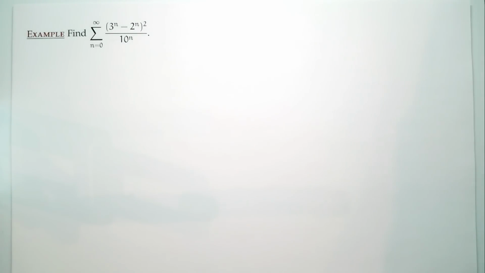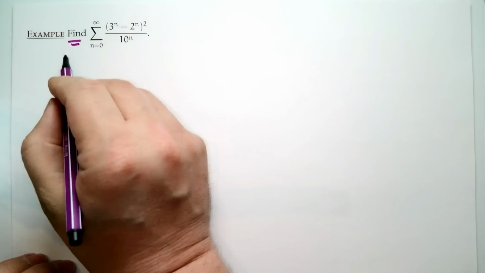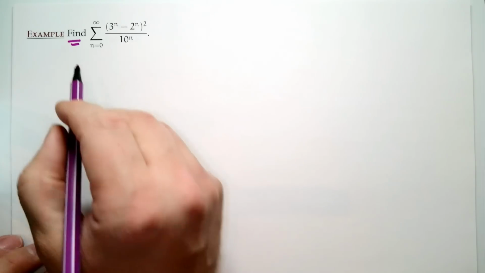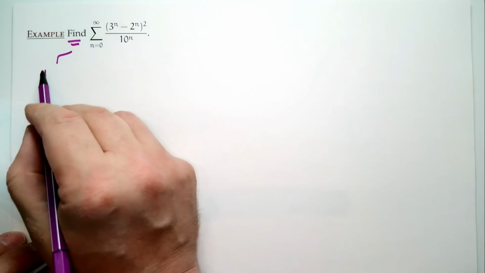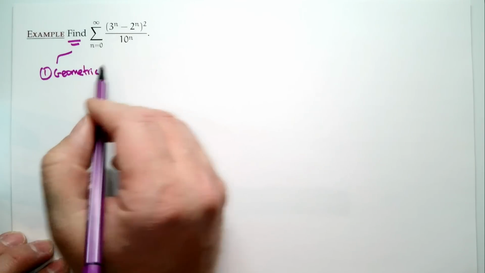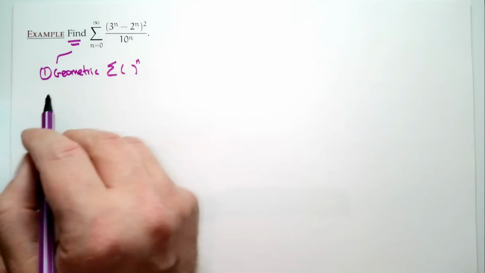Find the summation from 0 to infinity of (3 to the n minus 2 to the n) quantity squared over 10 to the n. Now, here we have a key word, find. Whenever we see a problem that says find, in particular when we're finding a sum, we know automatically one of three things is about to happen. Either it's geometric, and how do you know geometric? You're going to look at a sum of something to the n power. So the n in the exponent is the key.